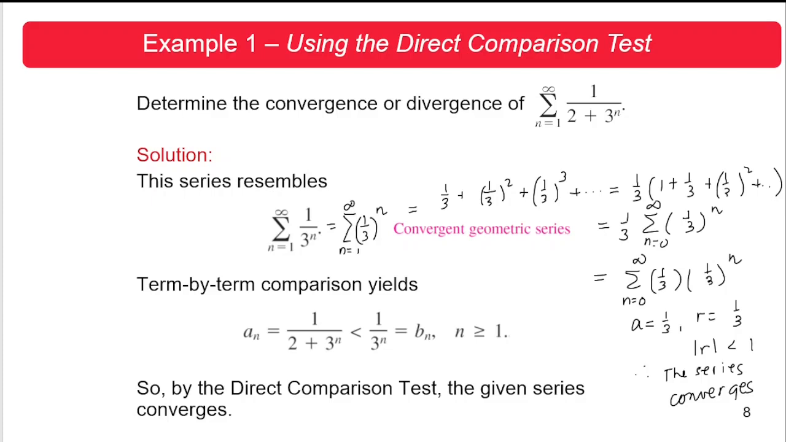So this concludes that the obtained series is bigger than the given series. And because the bigger series converges, based on the definition the smaller series also converges. So from the direct comparison test, we can conclude that the given series converges.